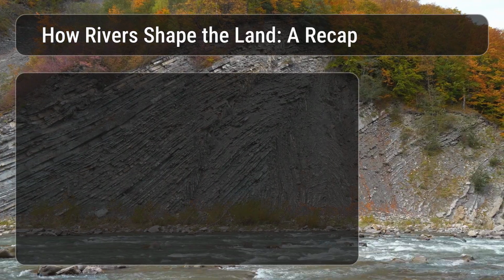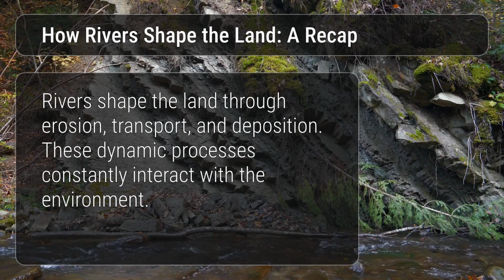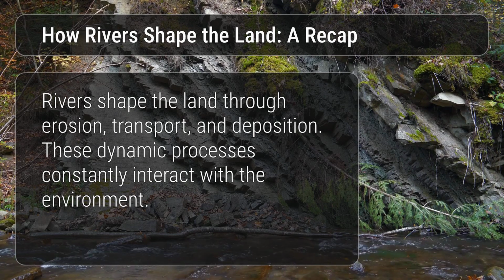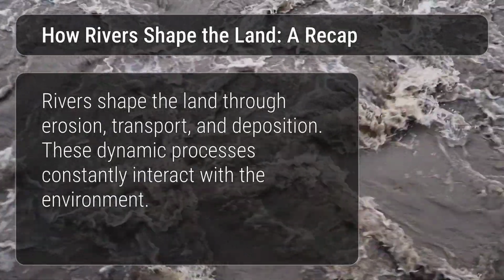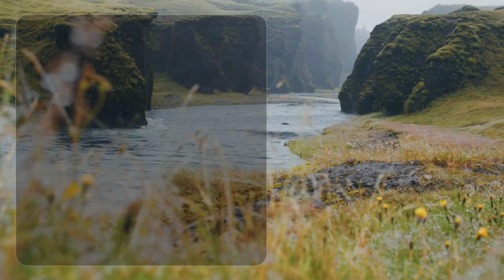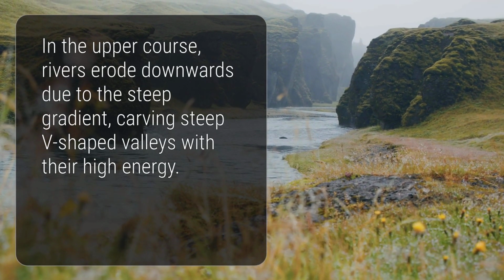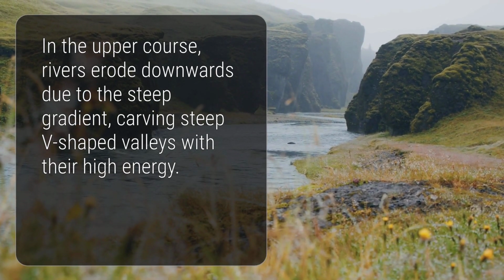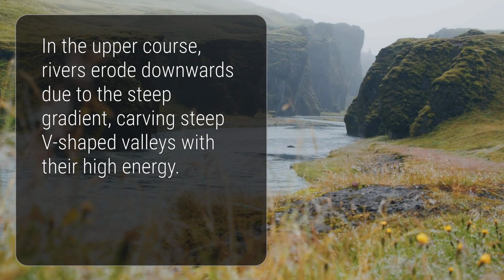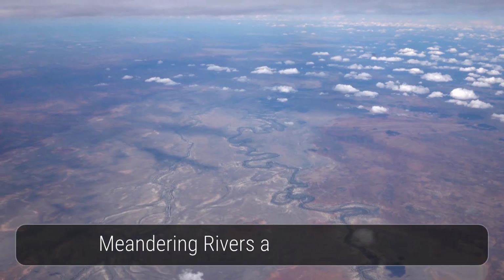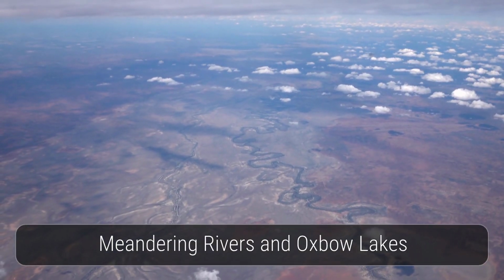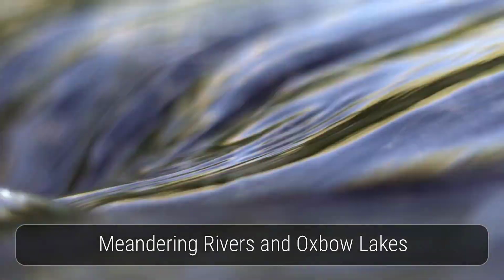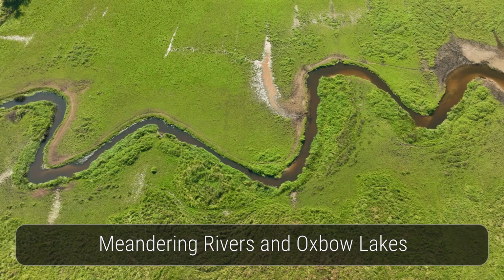Let's quickly recap what we've learned about how rivers shape the land. Rivers are dynamic systems that constantly interact with their environment through three main processes: erosion, transport, and deposition. In the upper course, where the gradient is steep, rivers primarily erode downwards, creating steep V-shaped valleys. This is where the river has the most energy to cut into the land. In the middle course, as the land flattens, rivers begin to meander, forming bends and curves. Over time, these meanders can be cut off, leaving behind oxbow lakes.